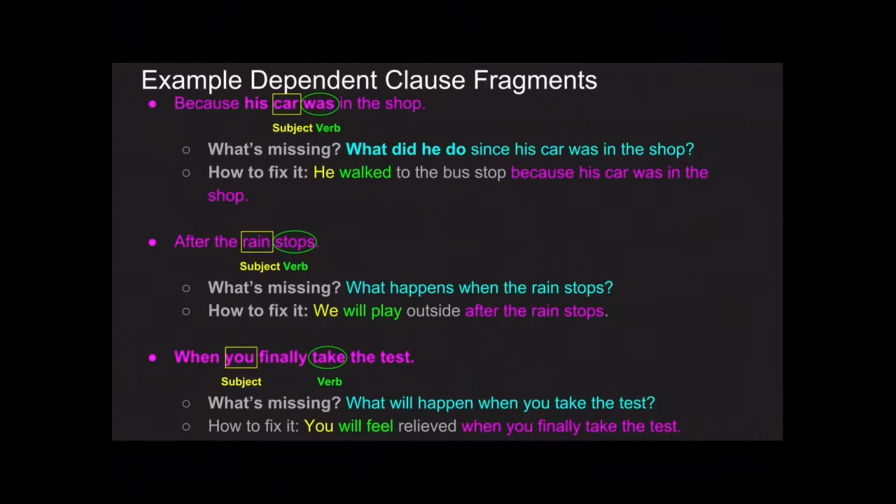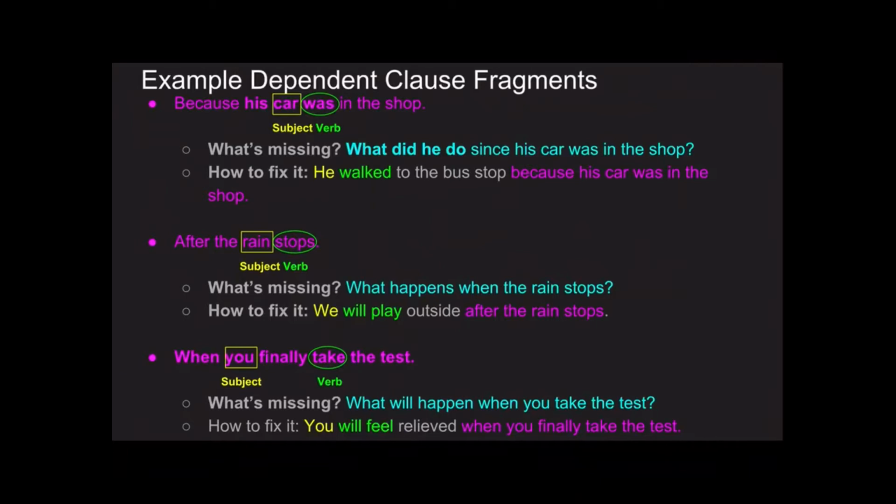So now I know what he was doing while his car was in the shop, or as a result of his car being in the shop. He ended up walking to the bus stop. So if I read all of that together, I now officially have a complete thought, and I have a couple of subjects now in the sentence.